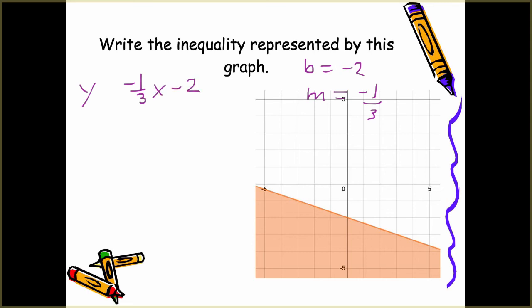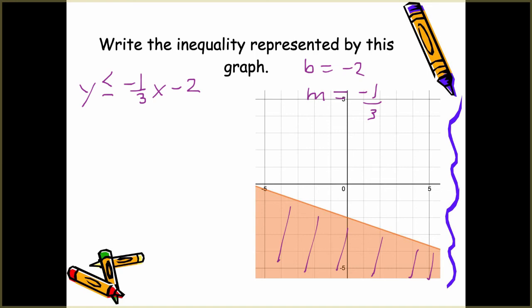Now we want to figure out what inequality to put in here. And you'll notice that we have a solid line. So that means we have an equal bar. And all my y values are below the line. So we want a less than sign. If you want to test this to see if it works, we can do a test point to see if our inequality is pointing the right way.